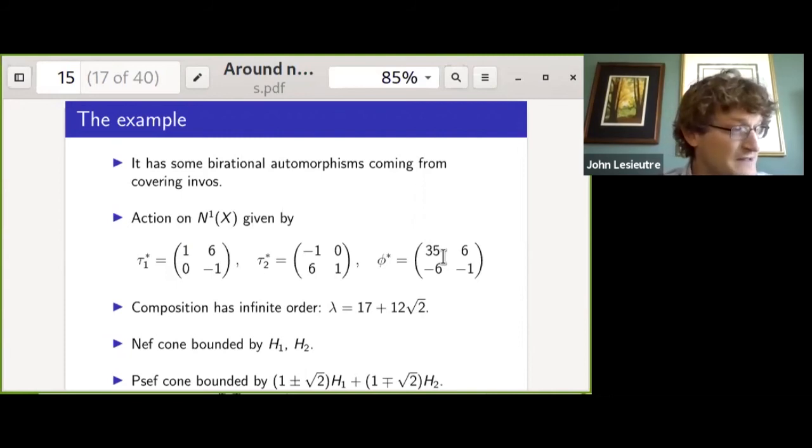Because all these pullbacks are effective and they're converging to that eigenvector, that eigenvector is a limit of effectives. It's pseudo-effective. Same thing for the other eigenvector.